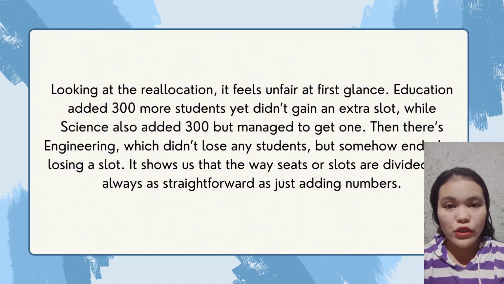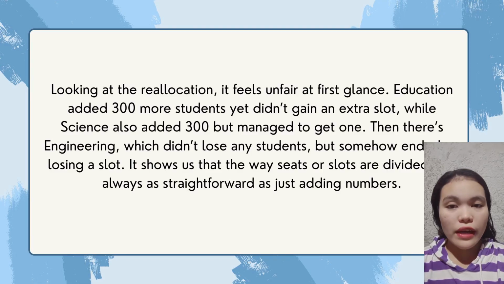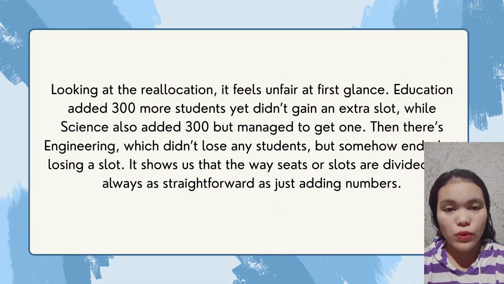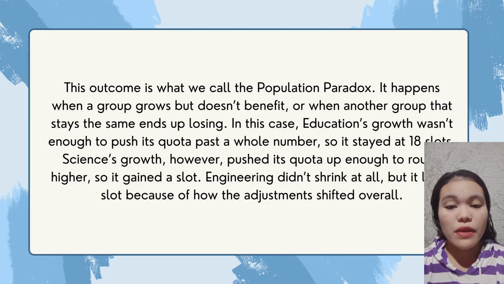Looking at the reallocation, it feels unfair at first glance, diba? Education added 300 more students yet didn't gain an extra slot, while science also added 300 but managed to get one. Then there's engineering, which didn't lose any students but somehow ended up losing a slot. It shows us that the way slots are divided isn't as straightforward as just adding numbers. This outcome is what we call the population paradox.